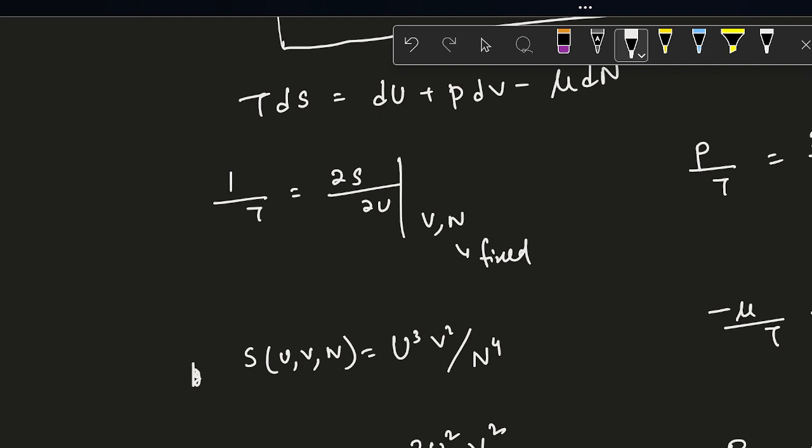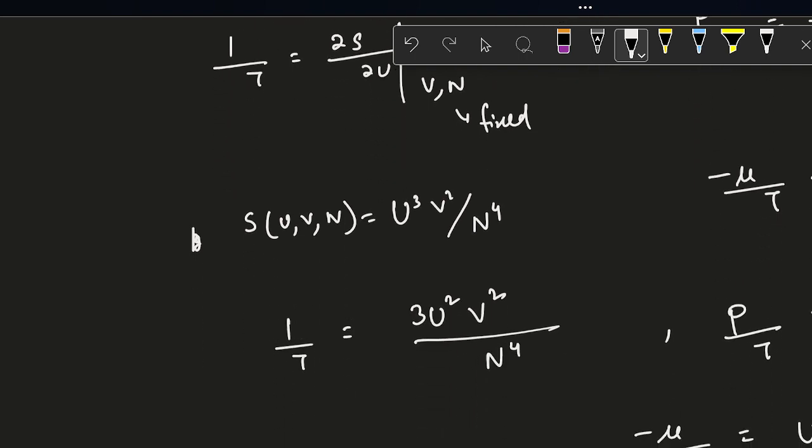And then again minus mu by T is equal to del S by del N. So first of all, let the other two that are constant remain as they are. Then N to the power minus 4, if you take the derivative, it is just minus 4 N to the power of minus 4 minus 1. So that means it is minus 4 U cube V squared by N to the power of 5.